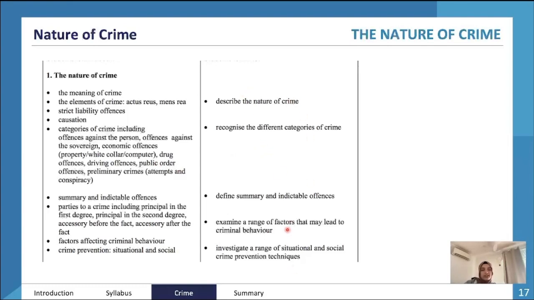Then you basically have practice questions that you could use, and they range from describe, which is one of the lower term verbs, so it doesn't take that much effort to answer. Describe would probably be a 3 or 4 marker. For example, describe the nature of crime, so you just go and do that. So cause of crime, effect of crime, etc. So it would be kind of similar to explain. Recognize the different categories of crime, define summary and indictable offences. So this would probably be in your notes regardless. Examine, investigate. These are more of the higher term verbs, which will be more of your essay style.